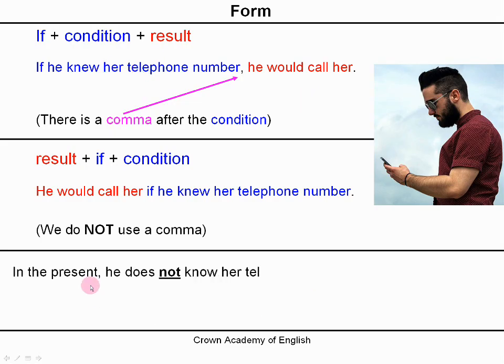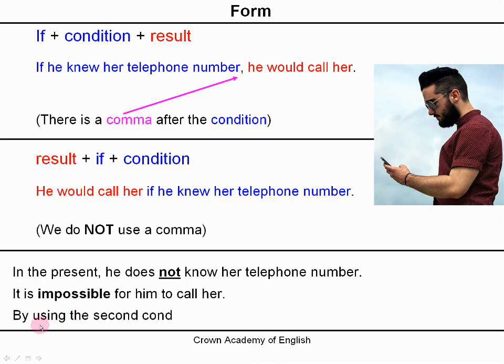Okay? So what is the meaning of this sentence? Well, in the present, he does not know her telephone number. It is impossible for him to call her. So by using the second conditional, we are describing a hypothetical situation. If he knew her telephone number, he would call her. But unfortunately, he doesn't know her telephone number. So in fact, he can't call her. That is what we are saying here.